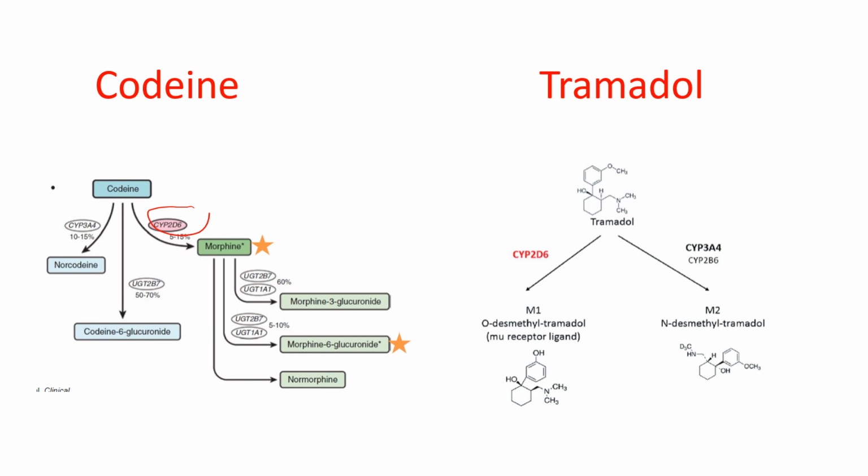There's also another pathway: too much morphine in the body can cause toxicity. So ultra rapid metabolizers that convert too much codeine into morphine can actually see toxicities, which isn't good. So again, like therapeutic index, we want just the right amount.